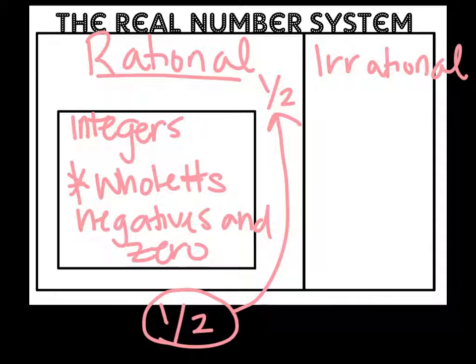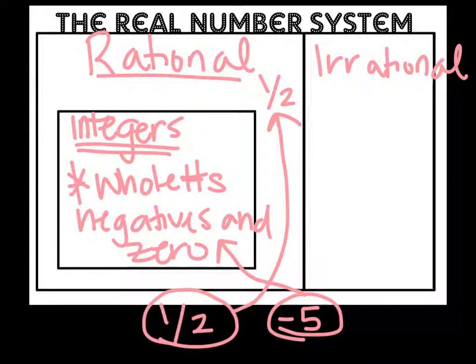But what if I gave you the number -5? That's an integer. So not only is it a rational number, because I can write it as a fraction, but specifically it's a whole number, so it goes in that smaller category that we call integers.